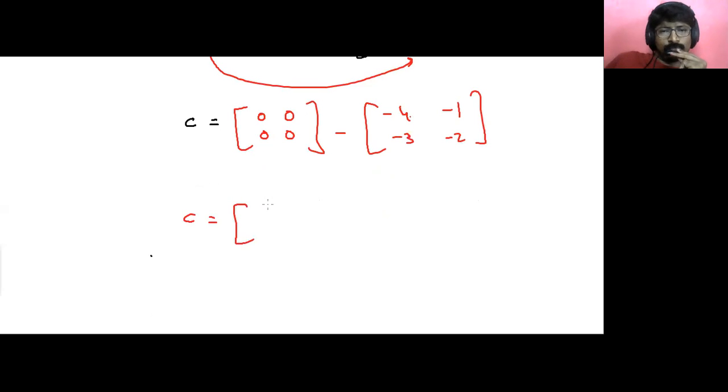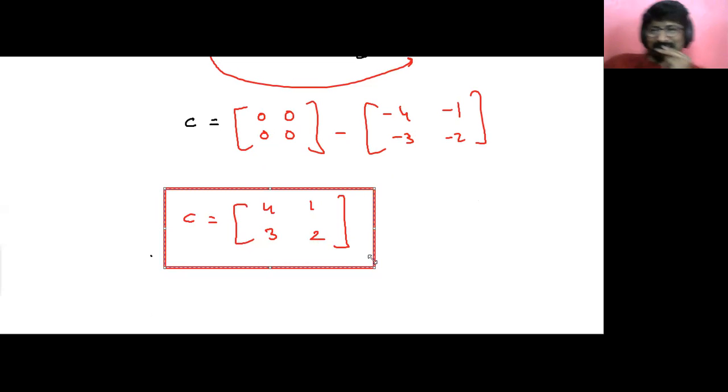So what will be the answer of matrix C? 0 minus of minus 4, 4. 0 minus of minus 1, 1. 0 minus of minus 3, 3. 0 minus of minus 2, that will become 2. So matrix C is this. That's it, students. Isn't it very, very simple sum? I hope you enjoyed and you learned this perfectly. Isn't it simple? I hope you liked it.